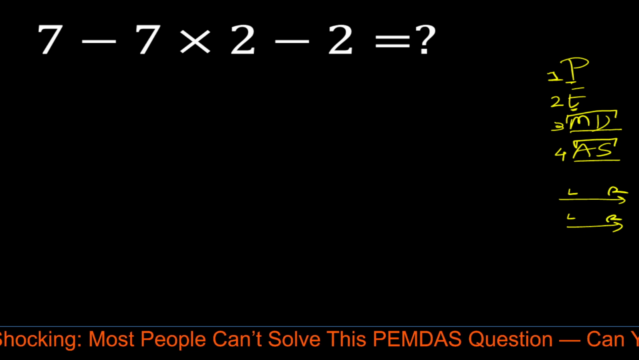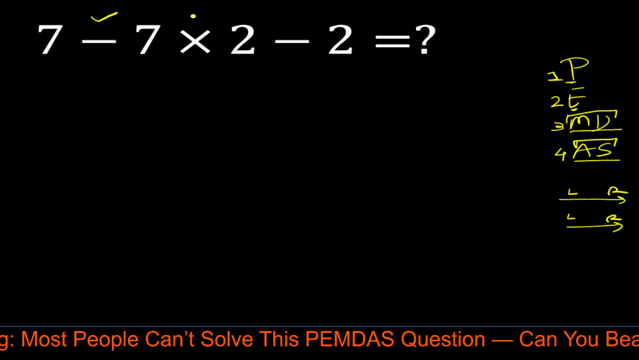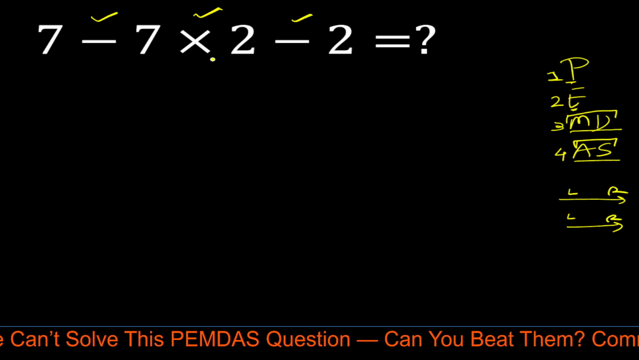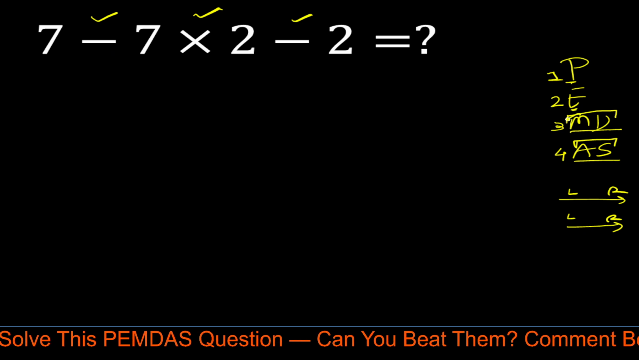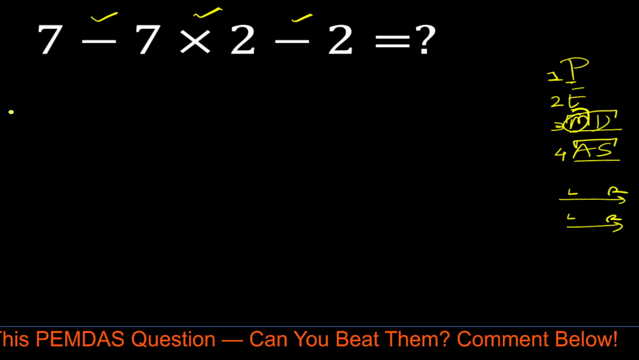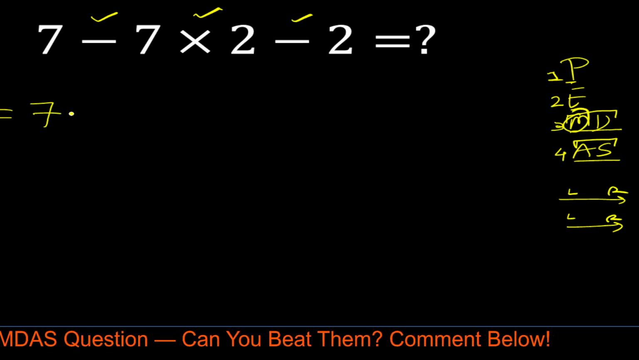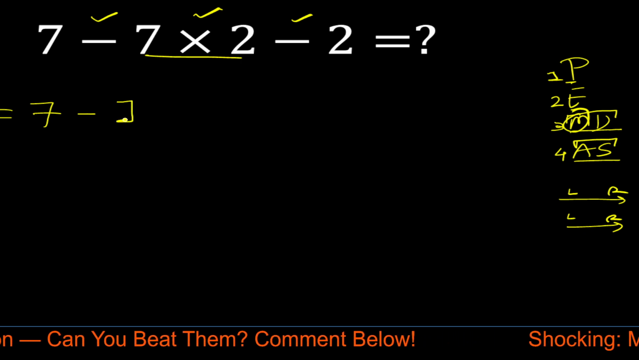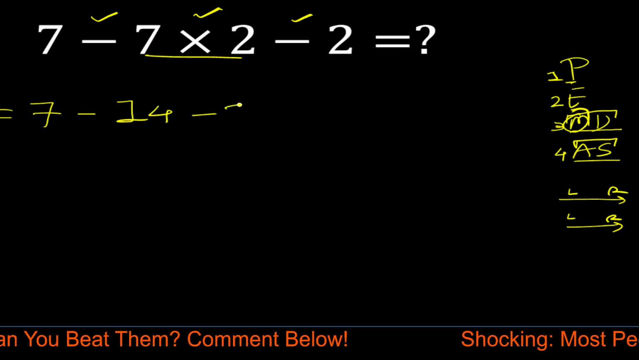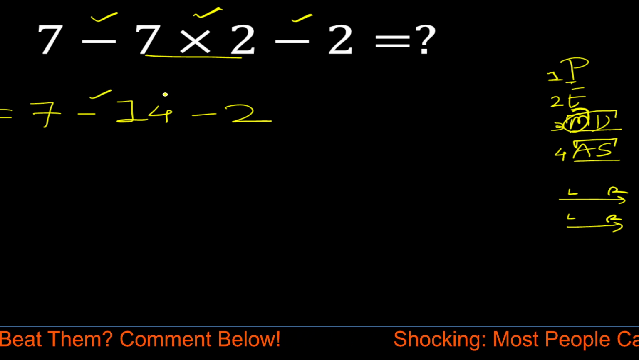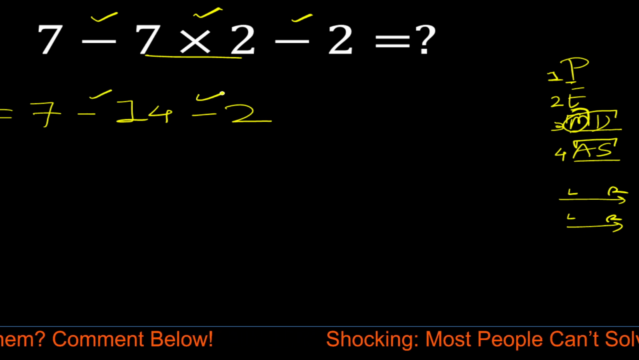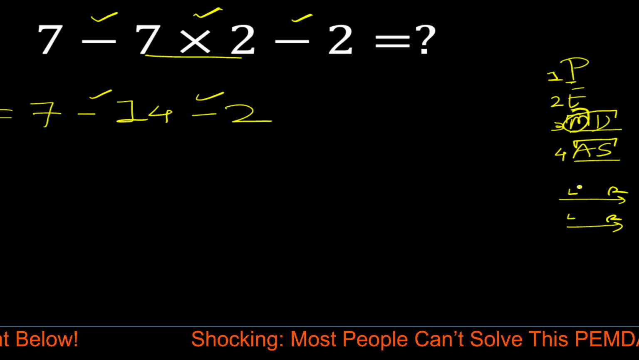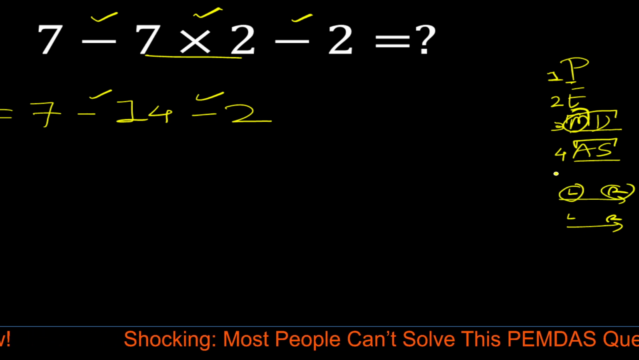So in this question, here we have one subtraction, here multiplication, and here subtraction, right? So according to the PEMDAS rule, first we have to solve multiplication. So now 7 minus, now solve this multiplication. 7 times 2 is equal to 14 minus 2, right? Now here we have one subtraction and here subtraction, and both have equal priority, so we have to solve it from left to right.